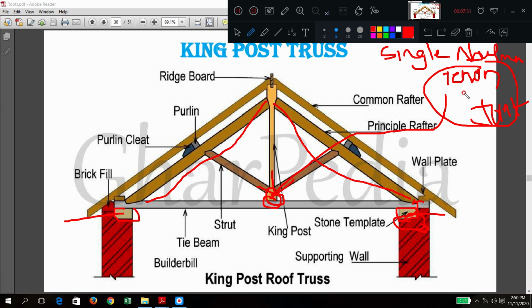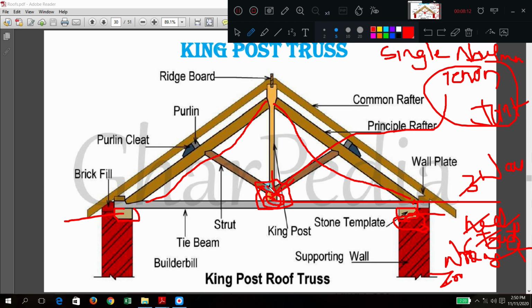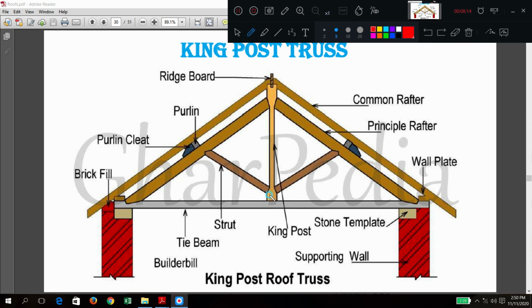Try to remember. And it has got a three-way heel strap, made up of wrought iron. Try to remember, three-way heel strap. Here the connection is like this. I will write it down. It is there in the diagram. I have not shown it. Three-way heel strap.